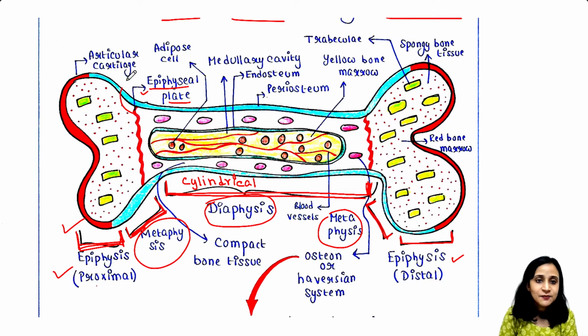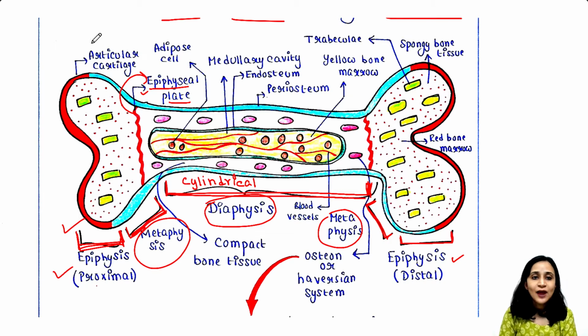And you can see this is the epiphyseal plate. This plate is present in the metaphysis part. Why is this important? Because in this part bone cells are growing. So bone basically grows from this part, from this epiphyseal plate.